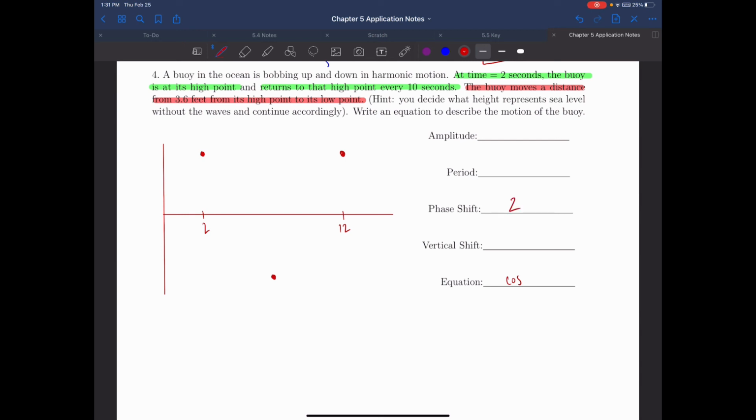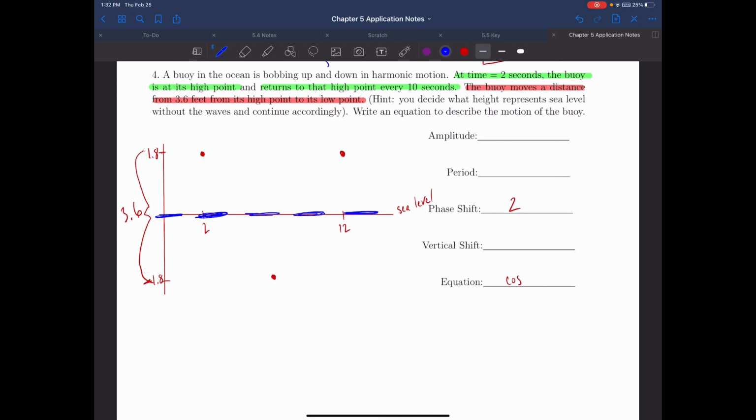And then in red highlighting, it says the buoy moves a distance of 3.6 feet from its high point to its low point. Okay, and I'm going to say this is sea level, the axis. So that means this whole distance from high to low is 3.6. So if that's 3.6, we're going to divide it by 2 to get the value here. This is at 1.8, and this would be at negative 1.8. The midline, the way that I drew this, is going to be the x-axis.